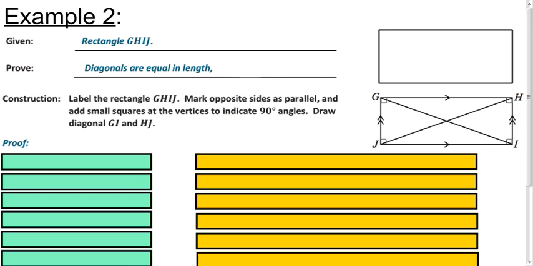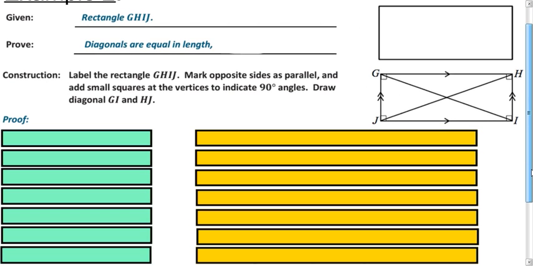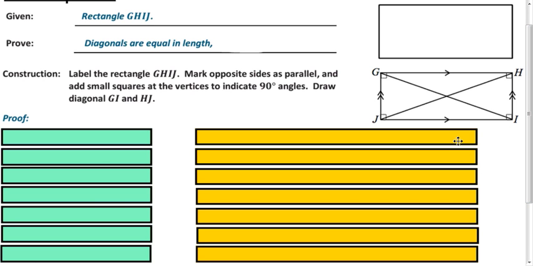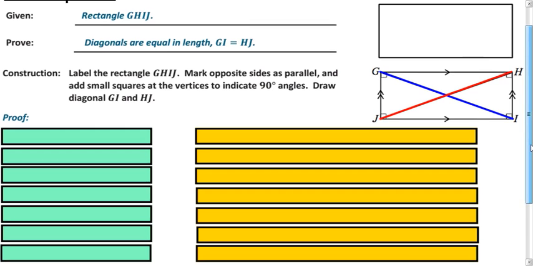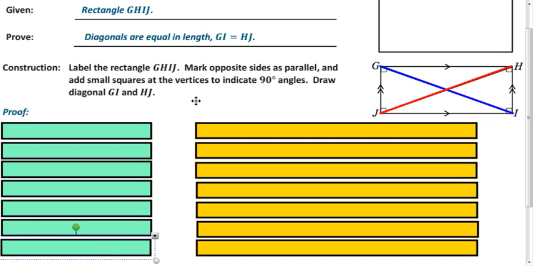Let's start with the rectangle one. So we have this rectangle here, and we want to show that the diagonals are equal in length. So what are the diagonals? We have GI. We want to show that that's congruent to HJ. So how can we go about that? Well, let's go with the argument of corresponding parts again.